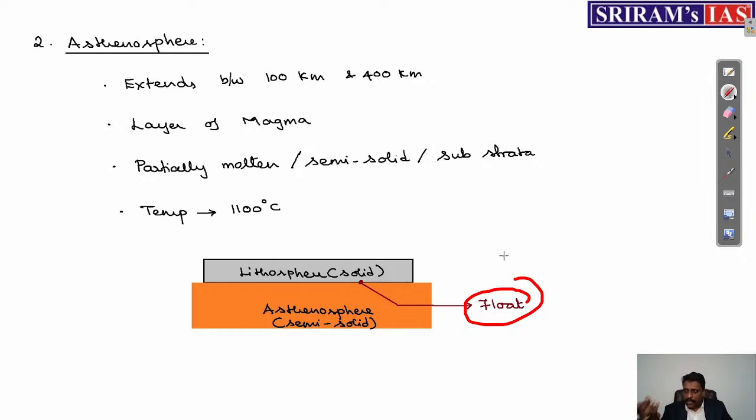And what is the reason for having the endogenic force? It is all because of the lithospheric float on the asthenosphere. This word float is conceptually very important. Right, my friends.